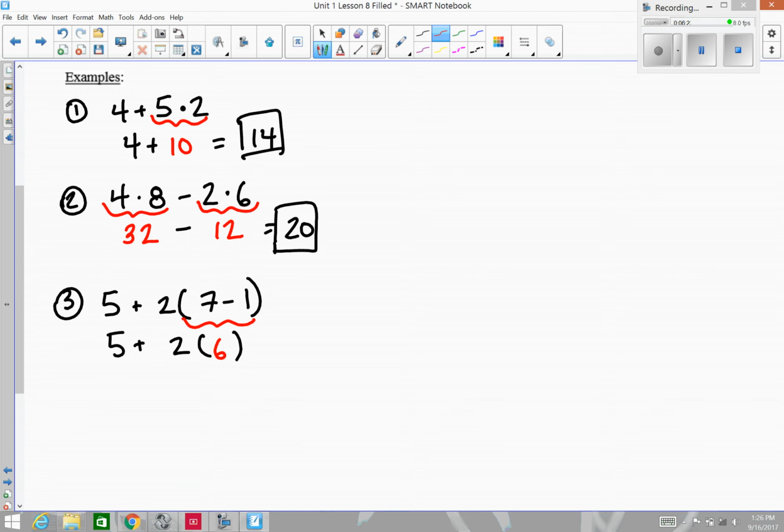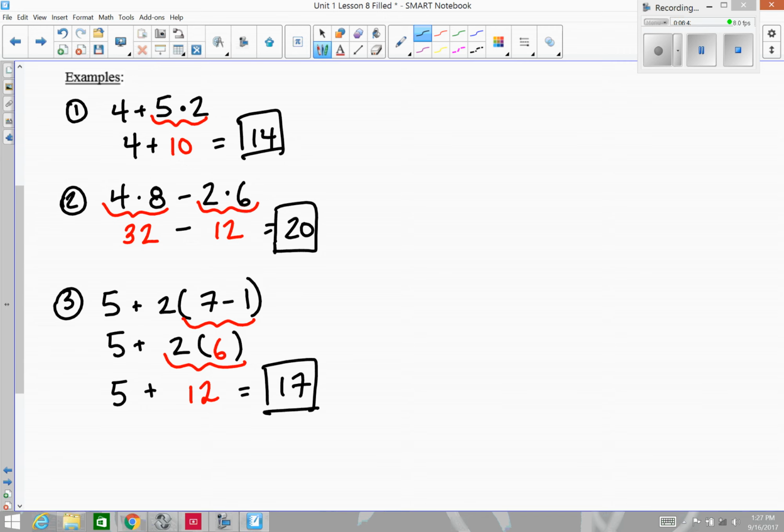Now we look for any multiplication and division since we don't have any exponents. And there's this multiplication of 2 times 6, which gives us 12. Bring down everything else, and we get 5 plus 12 gives us 17.